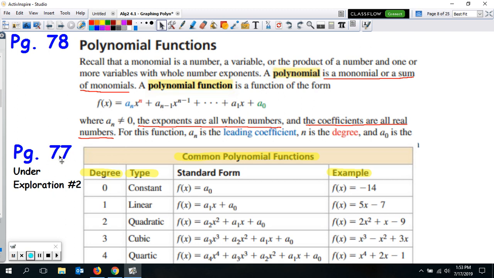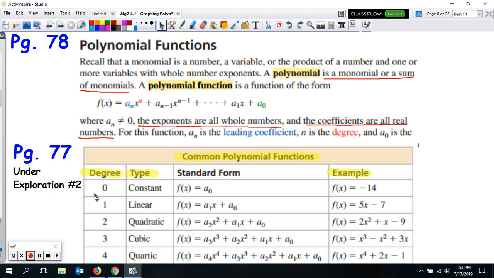Now, on page 77, if you go back a page, underneath the exploration number 2, we're not writing anything there, so I think this is a good place to put this little chart, which is the common polynomial functions. And I want you just to write down really just these 3 columns that I highlighted. You don't need to write down the standard form column, but just write the 3 columns here. You can do a quick little line across the top, and then one down here, and then just go across and do a few lines there.